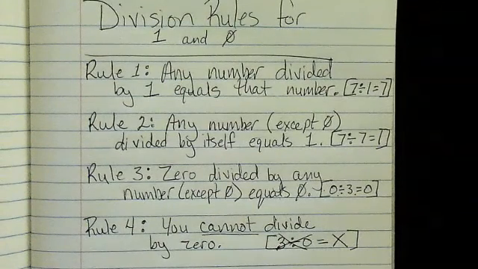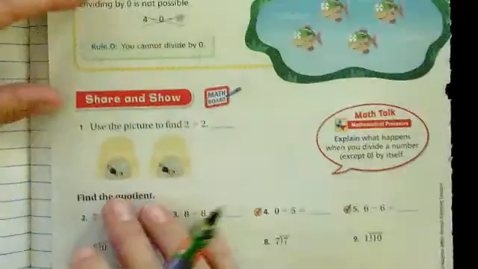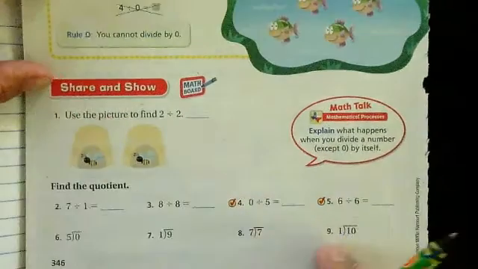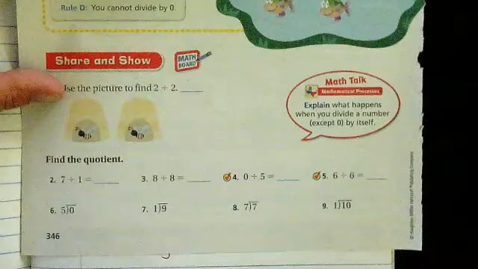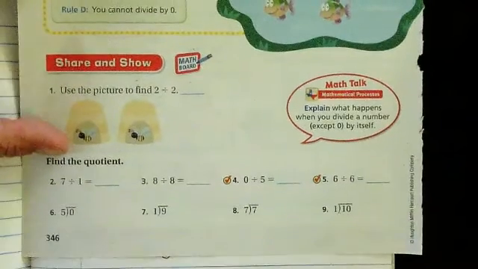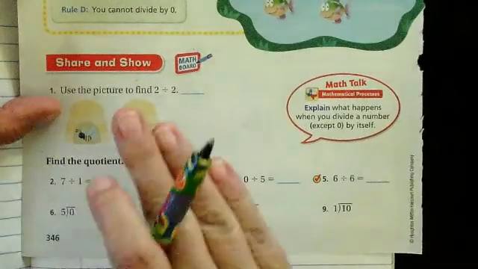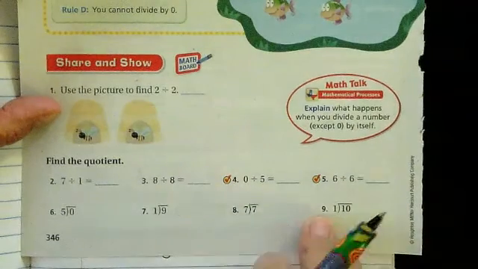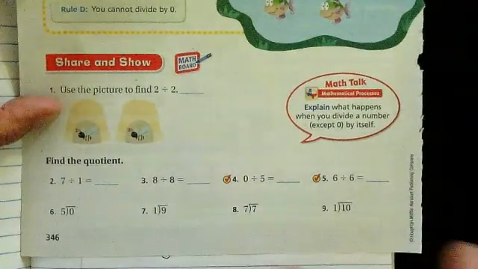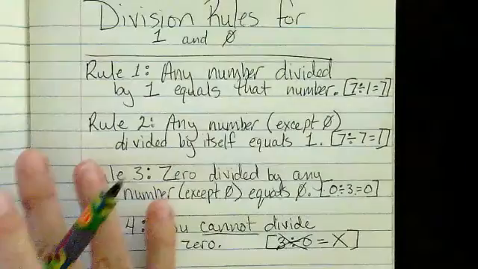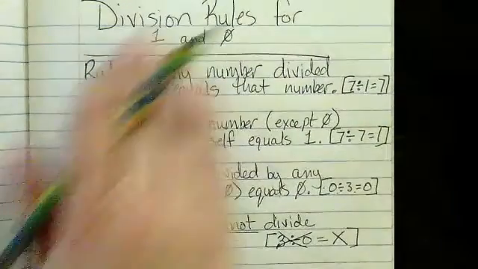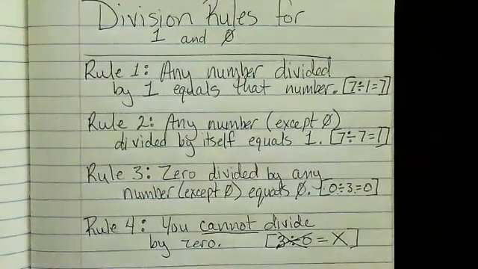Now it's time to practice those rules. I would like you to please complete the share and show section. And then I want you to check your work. Down here at the bottom on ClassKick, it says check your work. Practice, then check your work. Okay? There's only 9 short problems. Figure out those answers. Check to make sure you were right. And make sure you're using your rules. All right, here we go.